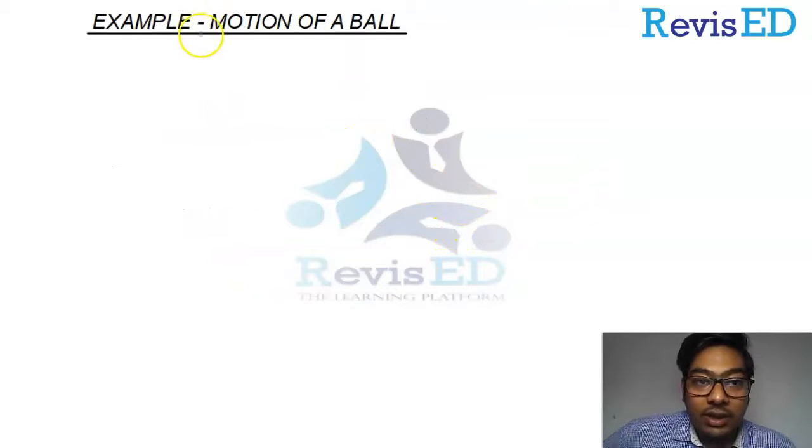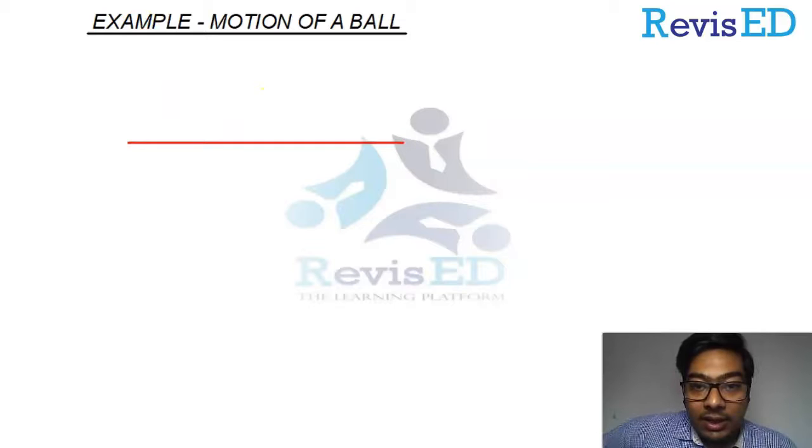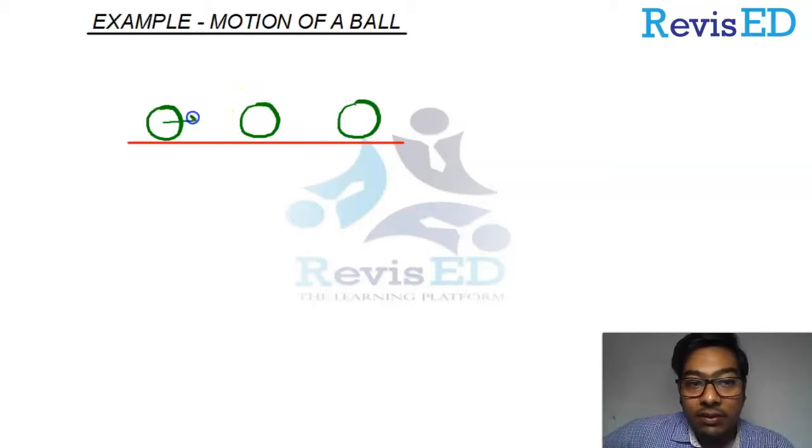So let us understand an example: motion of a ball. Let us take a straight line and assume it as the x-axis. Let us draw the ball first. These are the different positions of the ball at different intervals of time. Let the velocity of the ball be u.